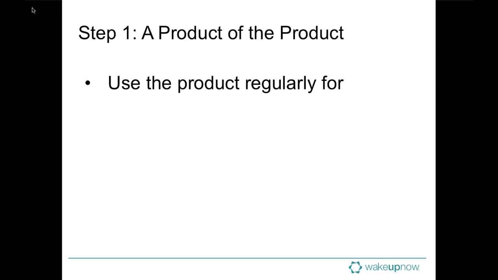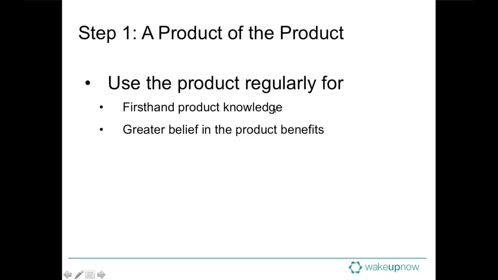Step 1 of the Quick Start Guide talks about becoming a product of the product. So what does that mean? Well, it means you use the product regularly, okay, and you use it so that you have firsthand product knowledge. So when somebody asks you a question about the product, you can answer confidently saying, I know this because I've done this. That firsthand knowledge adds a lot of credibility for you. It also helps you gain greater belief in the product benefits.